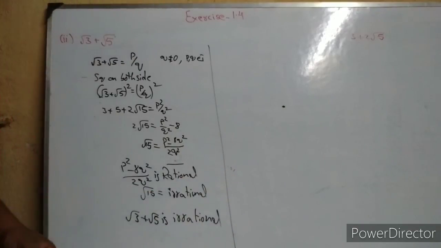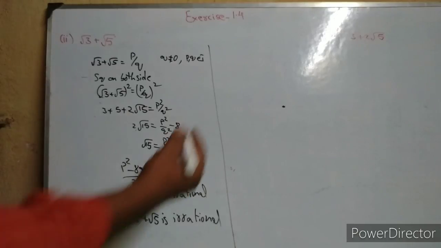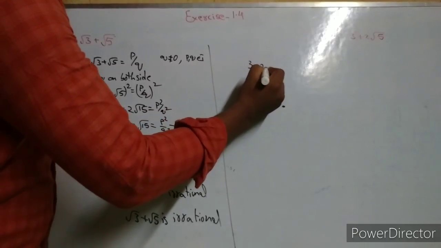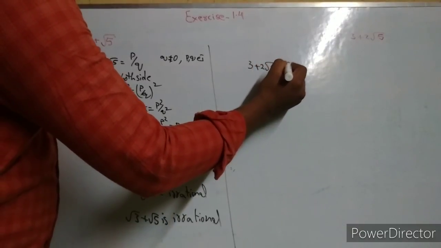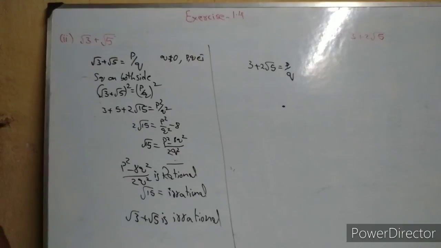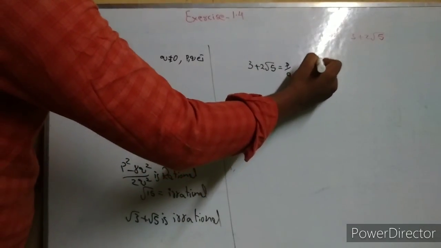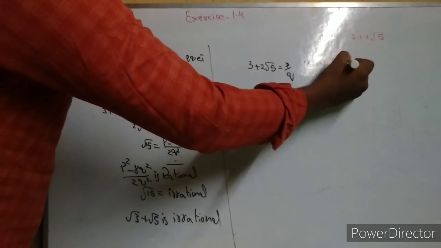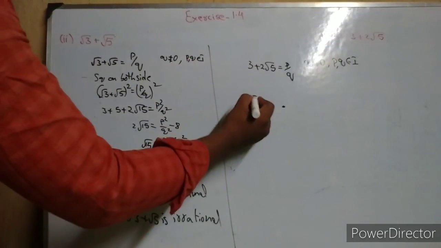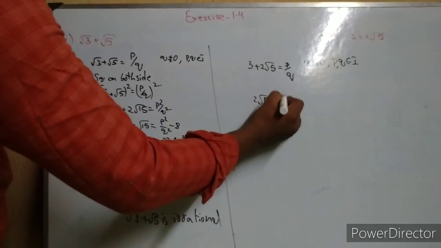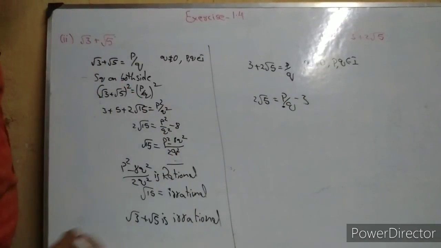Next, moving on to the next question, which says 3 plus 2√5, we have to prove it is an irrational number. Let us assume it is a rational number as we have assumed here. ఇప్పుడు మళ్ళీ assume చేసుకుంటాము 3 plus 2√5 is a rational, which is p by q form, right? So if it is rational, transpose these terms, where q is not equal to 0 and p comma q belong to integers. So transposing, 2√5 is equal to p by q minus 3.